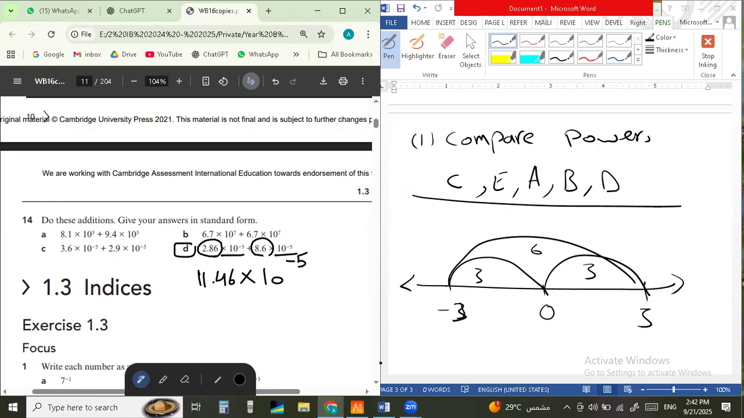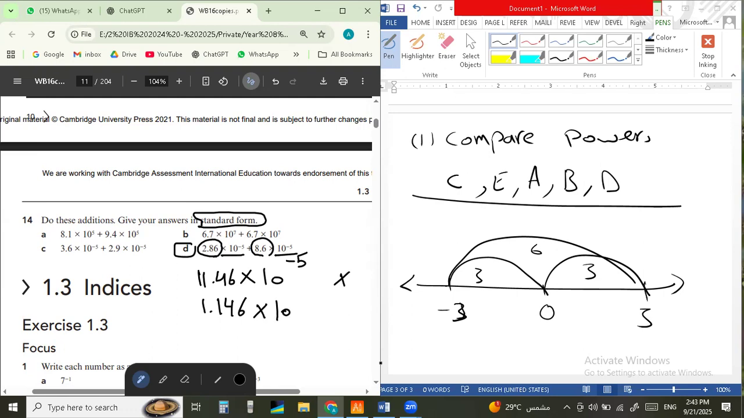If I leave it this way, it is wrong. Why? I just added 8.6 and 2.86. It gave me exactly 11.46. Yes, it is right, times 10 to the power of negative 5, but they wanted the answer to be in standard form. Is this in the standard form? No way. Standard form needs to be between 1 and 10. So definitely it is not standard form. Make it into standard form. Move the decimal point once to the left. So it's going to become 1.146 times 10 to the power of negative 5.